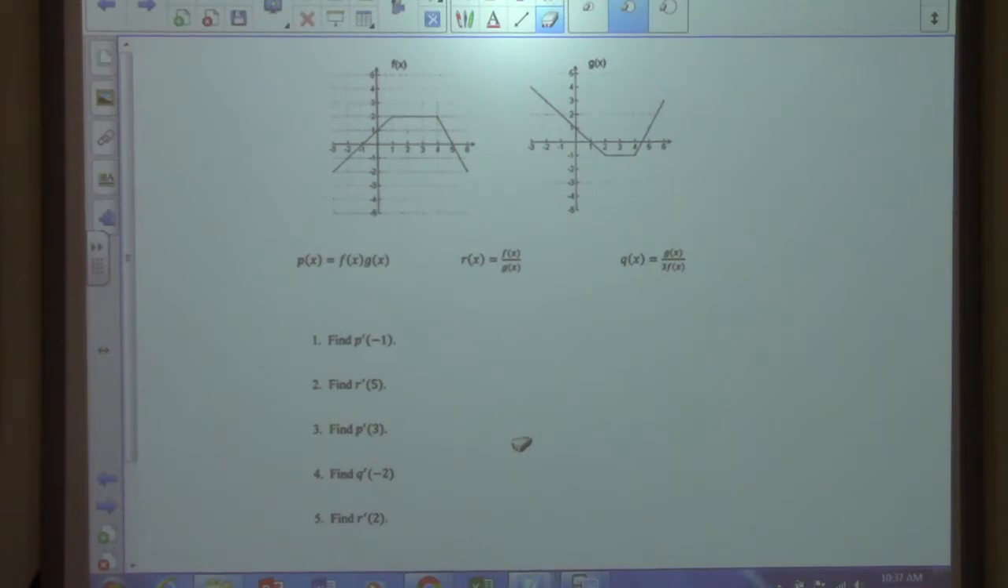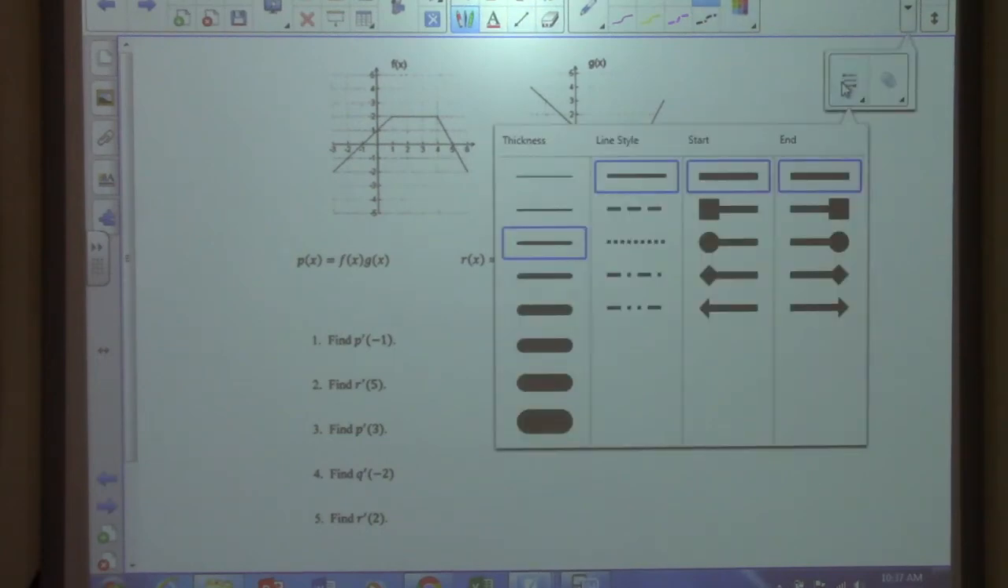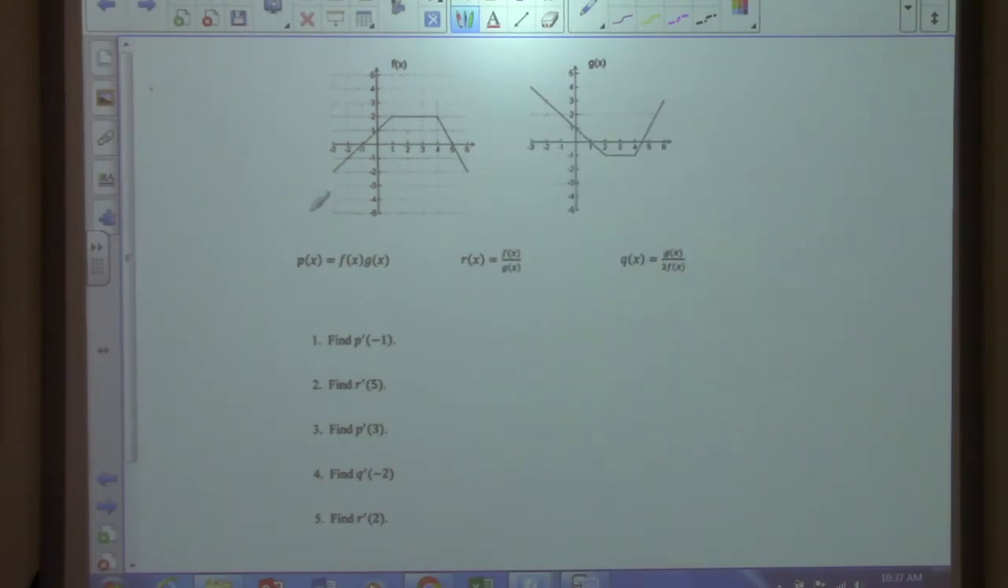We're trying to find these answers here, 1 through 5, and we're looking at graphs. We're being asked to find these things, and as I've shown the class, I hope you remember the graphically organized way to go about this. We want to find p prime of -1. So here's what p is. P of x is a product of these two functions, f of x and g of x.